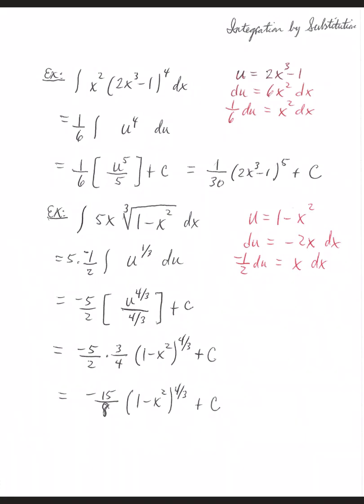Remember, in the last video we discussed rational exponents. The antiderivative is going to be: add 1, that's u to the 4/3, divide by your result, negative 5/2 times 3/4, u to the 4/3, but sub in the original variable, so that's 1 minus x squared to the 4/3. That gives us negative 15/8 times (1 minus x squared) to the 4/3 plus our constant of integration.